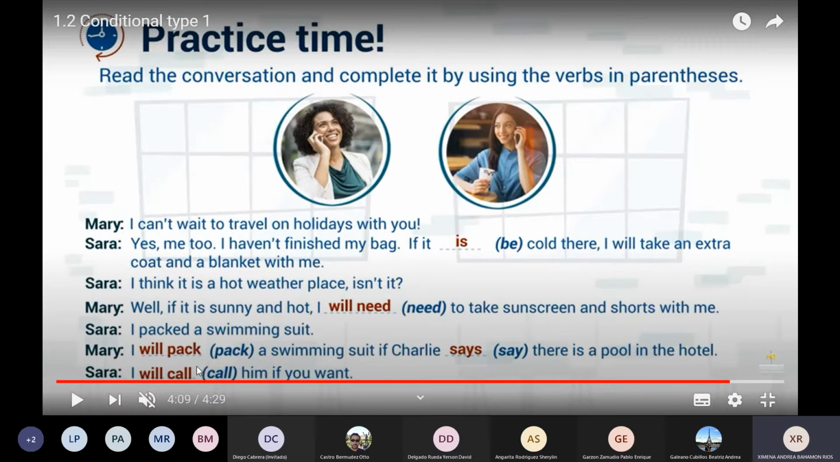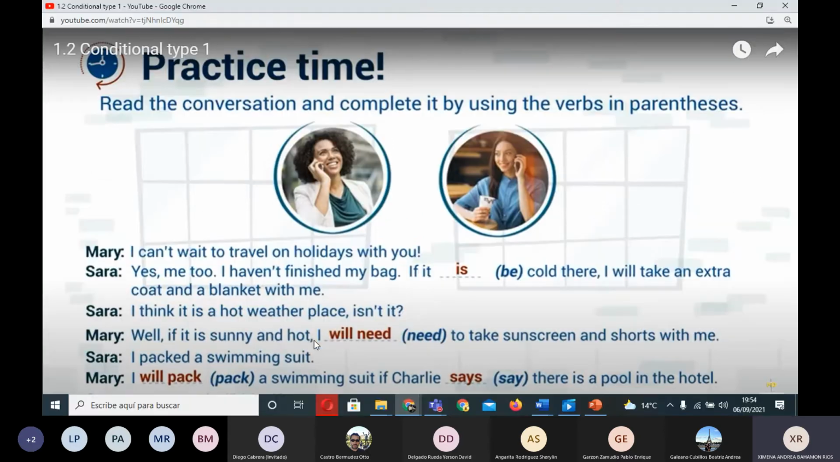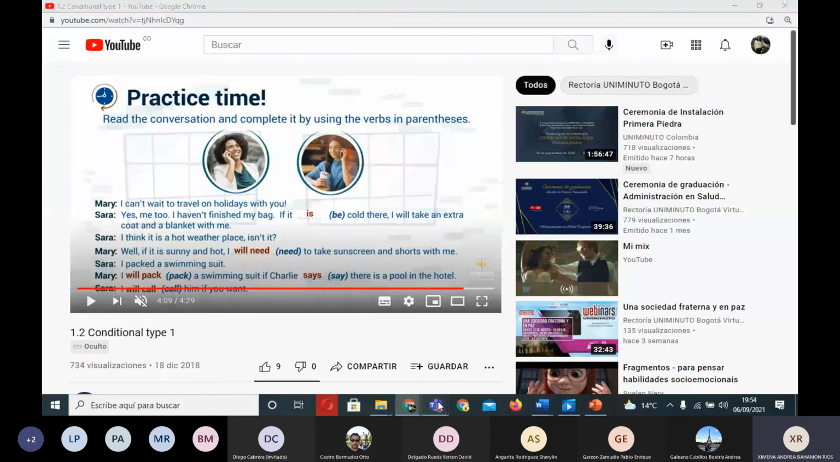That's why we have here, I will pack a swimming suit if Charlie says there is a pool in the hotel. And to finish, which is also correct for your conversation, girls, I will call him if you want, okay? So pretty good, easy, yes?